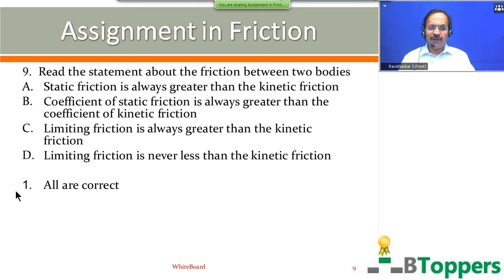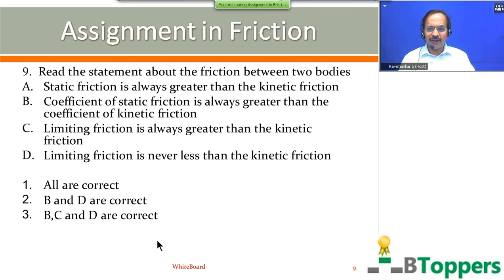You have to mark first option as answer if all the statements are correct. You have to mark the second option as your answer if the statements B and D are correct. You have to write your answer as 3 if the statements B, C and D are correct. You have to write your answer as 4 if statements A, B and C are correct. Come on, try the question.